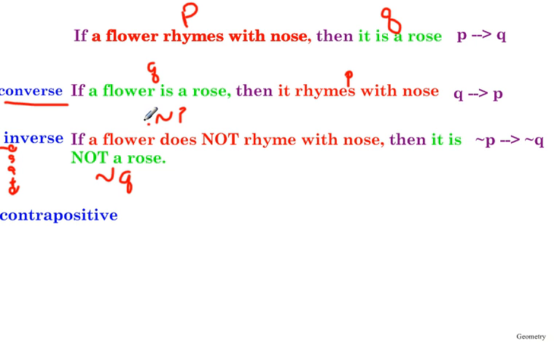Okay, and then we have our contrapositive. Contrapositive is that big long word, so we're going to do a whole bunch of stuff to it. We're going to take our original conditional, we're going to flip it, so instead of P then Q, we have Q then P. And after we flip it, we're also going to negate it.